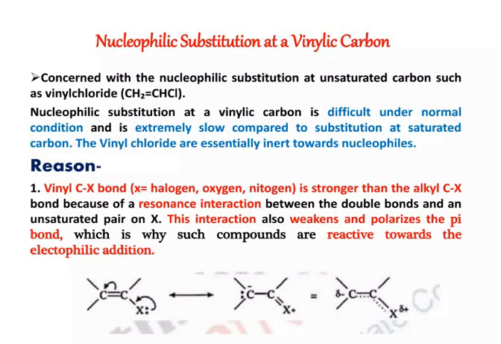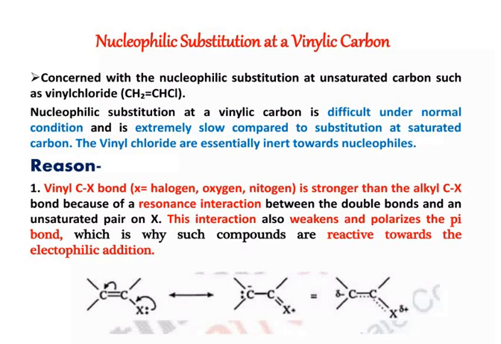Another important topic for you is nucleophilic substitution at a vinylic carbon. Concerned with nucleophilic substitution at unsaturated carbon such as vinyl chloride, nucleophilic substitution at vinylic carbon is difficult under normal conditions and is extremely slow compared to substitution at the saturated carbon. The vinyl chlorides are essentially inert towards nucleophiles. What is the reason behind it?